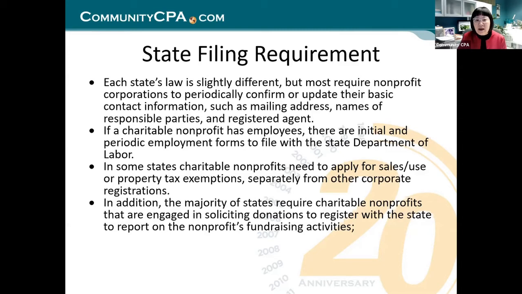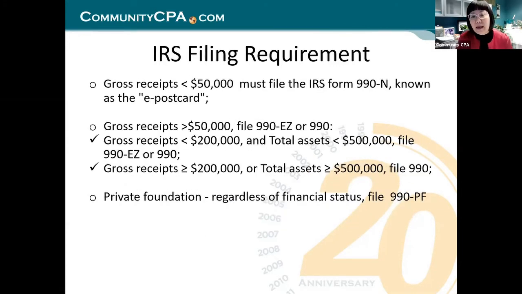So the state filing requirement: most of the states don't have the annual 990 filing requirement, but they would have other filing requirements, especially the SOS annual filing you have to do, right? In Iowa, it is biannual, but most of the states are annual. Then the IRS also has a filing requirement. I summarized here for you, okay?